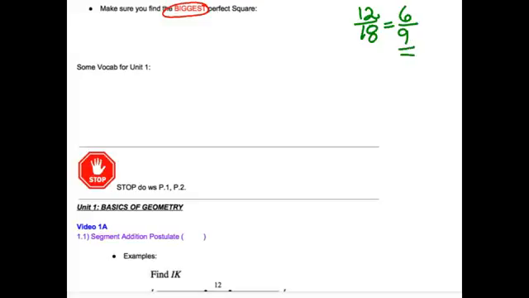I still can go farther. There's still a 3 on the top and there's still a 3 on the bottom. So if you miss the biggest perfect square hiding in the number, doesn't mean you're going to get it wrong. It means you might have to run through the process more than once. So it is to your benefit to find the biggest perfect square factor.